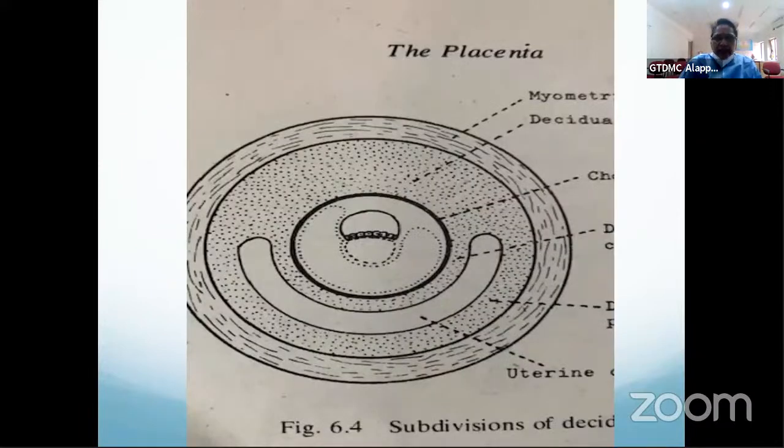And you can see this, where the embryo is embedded, that is in relation with the decidua, that is called the decidua basalis. And the portion of the decidua that separates the uterine cavity, that is decidua capsularis. The rest is the decidua parietalis.